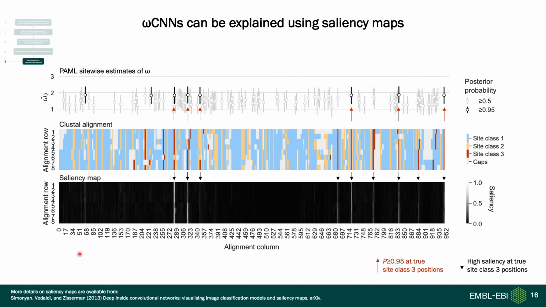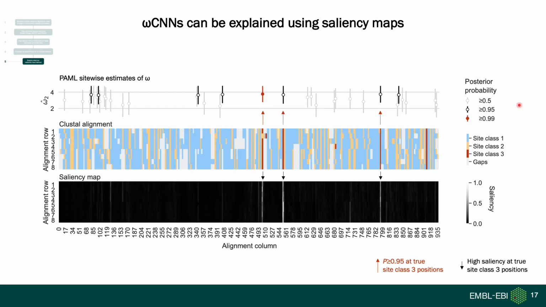For our CNNs, we can instead generate saliency maps, and these show the regions of the input alignment which were most informative for prediction. And interestingly, although we didn't explicitly task the networks with identifying selection at individual sites, we observe this clear signal of high saliency at these site class 3 positions shown here with these black arrows. This means that our network has primarily learned to detect selection using information present at sites simulated under positive selection.